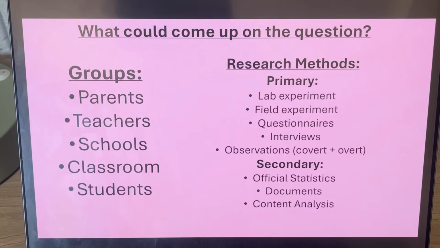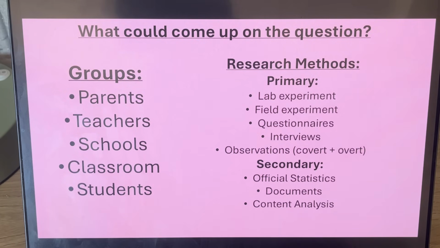So you have the groups on one side and the research methods on the other. I know it's on the right hand side, but I'm going to start with the research methods. So obviously you have your primary methods, which are your lab experiment, your field experiments, questionnaires or interviews, and also observations, which are both covert and overt. And then within interviews, you have structured, unstructured, semi-structured. Questionnaires can be open, closed, self-report, postal, online, all those types of things.